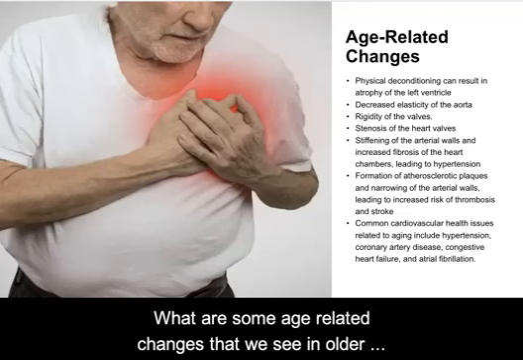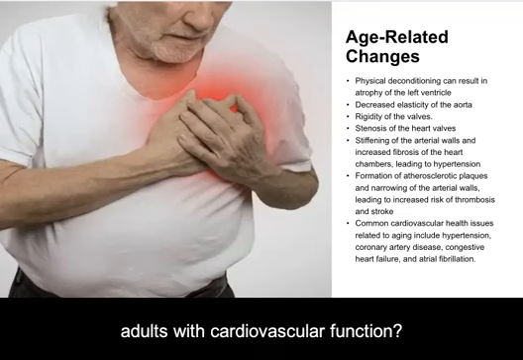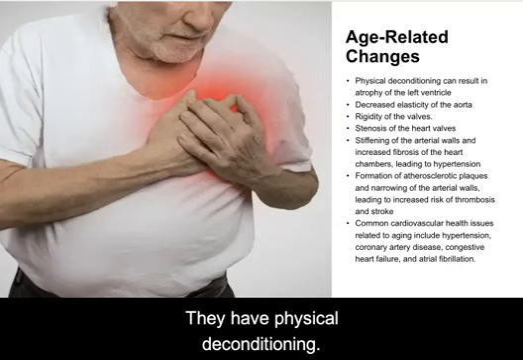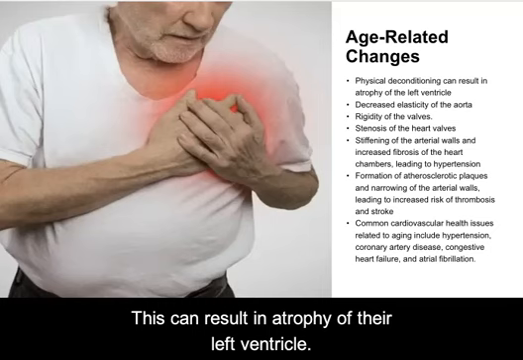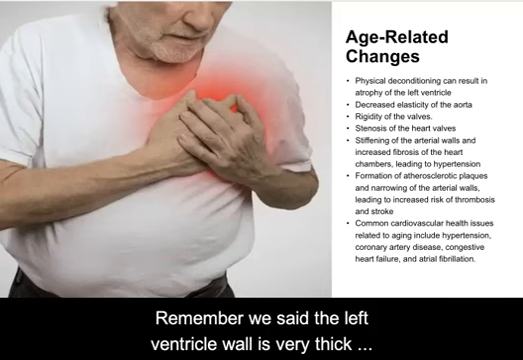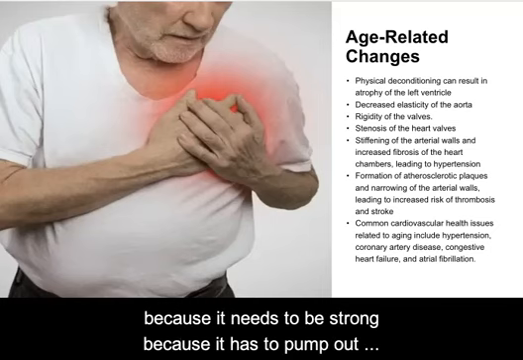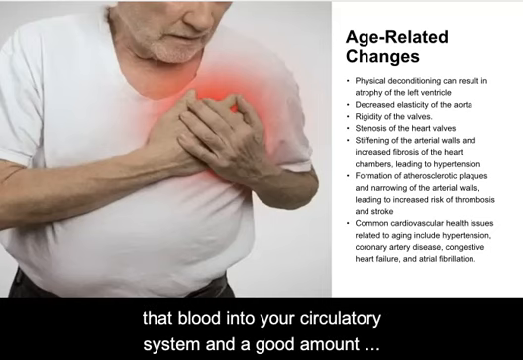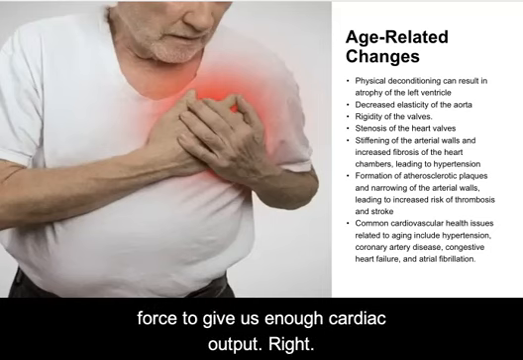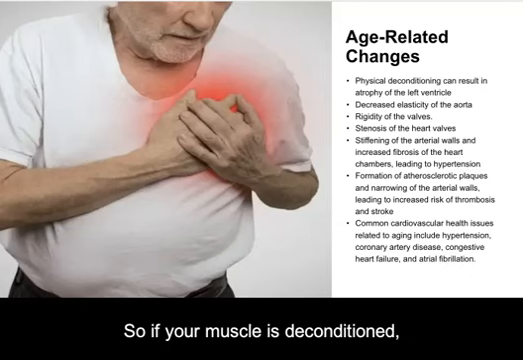What are some age-related changes that we see in older adults with cardiovascular function? They have physical deconditioning. This can result in atrophy of their left ventricle. Remember, we said the left ventricle wall is very thick, right? Because it needs to be strong, because it has to pump that blood into your circulatory system at a good amount of force to give us enough cardiac output, right? So if your muscle is deconditioned, then it's not going to pump properly.